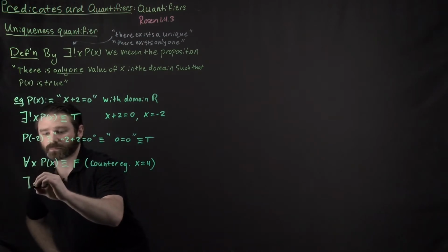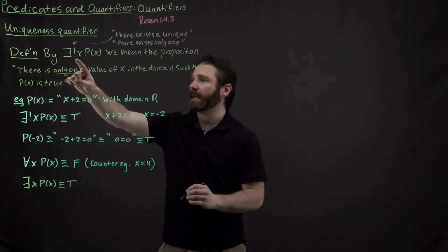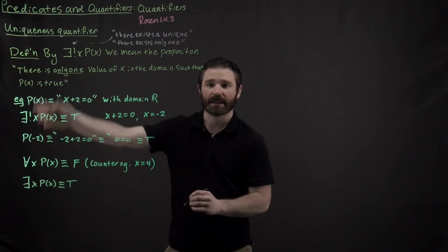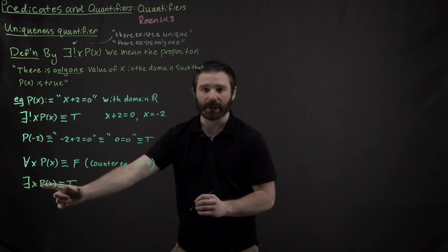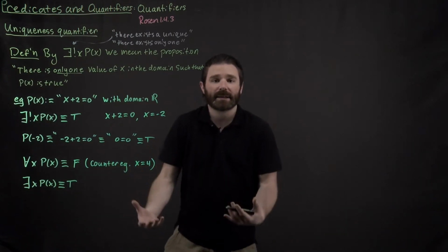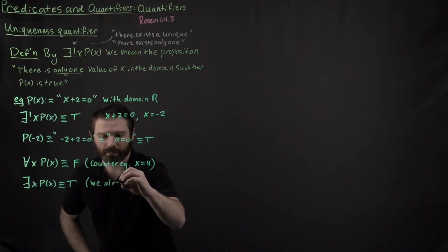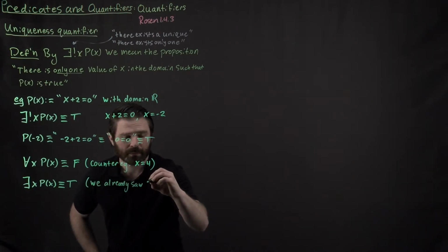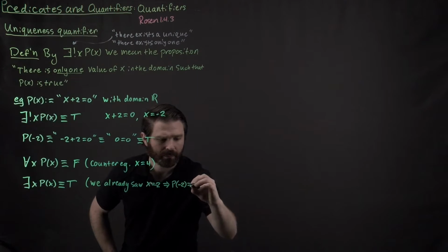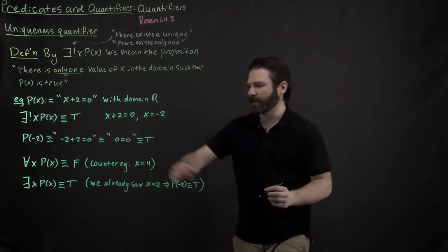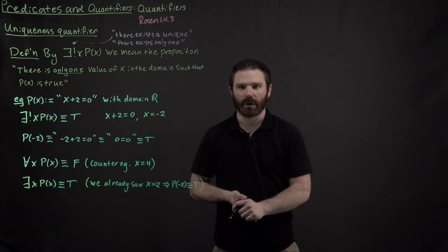Also in comparison, if we were to drop the uniqueness, so instead of using the uniqueness quantifier, I'm just using the existence quantifier right here. This thing is a true statement, because here this needs just at least one value. And we've already found at least one value. We already found one value here that makes it true. So that is our uniqueness quantifier.